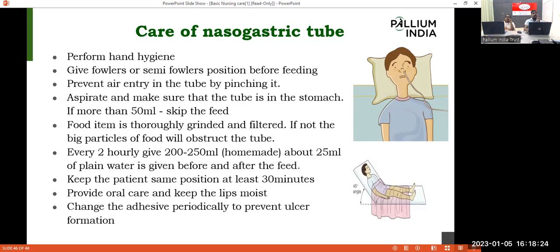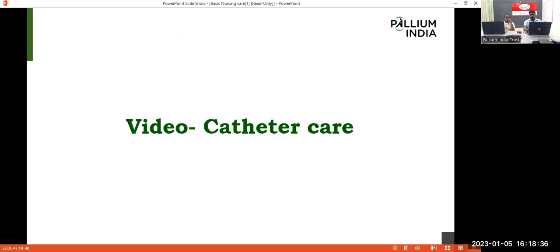Then for fixing the tube on the nose tip, we mainly use adhesive tape. Periodically, we need to change it because we need to prevent ulcer formation and skin peeling.